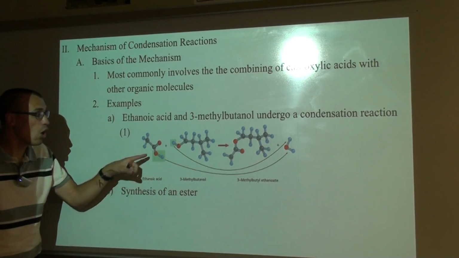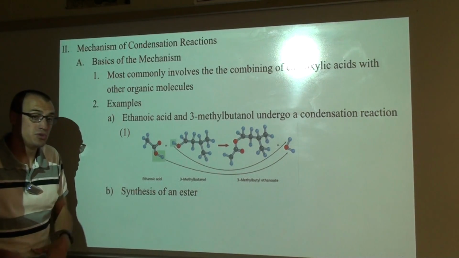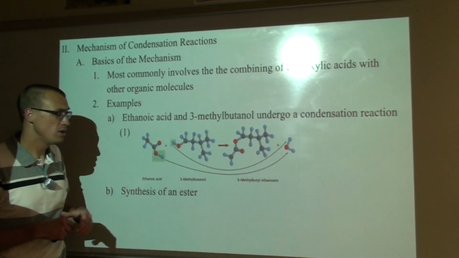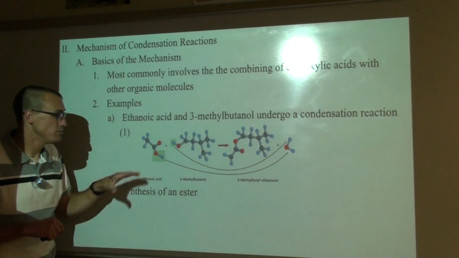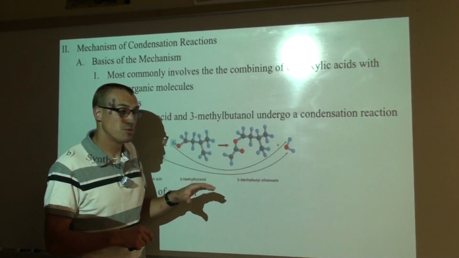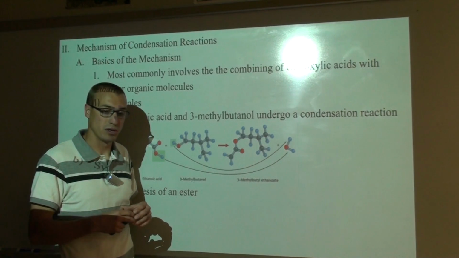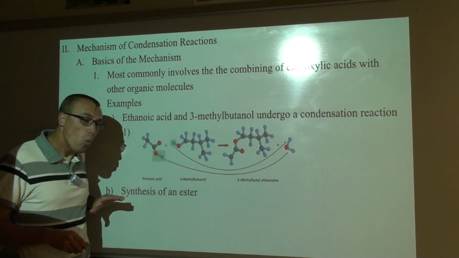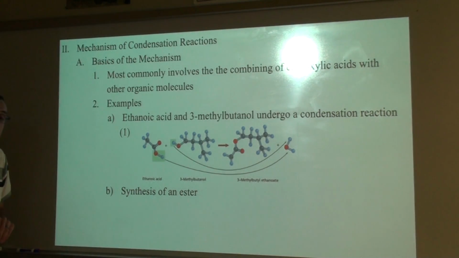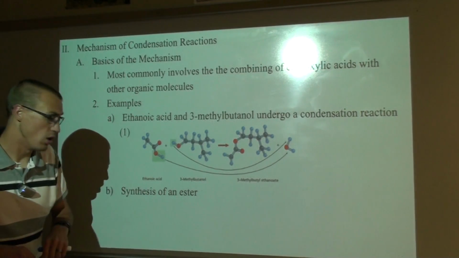What this elimination also allows us to do is to combine these two organic molecules to form that larger organic molecule. So as a result of this elimination of these two atoms from the reactants, we produce 3-methylbutyl ethanoate, which is that larger organic molecule. To illustrate what is happening here, I'm going to outline what occurs during the synthesis of an ester. With an ester, we start out with a carboxylic acid and an alcohol.